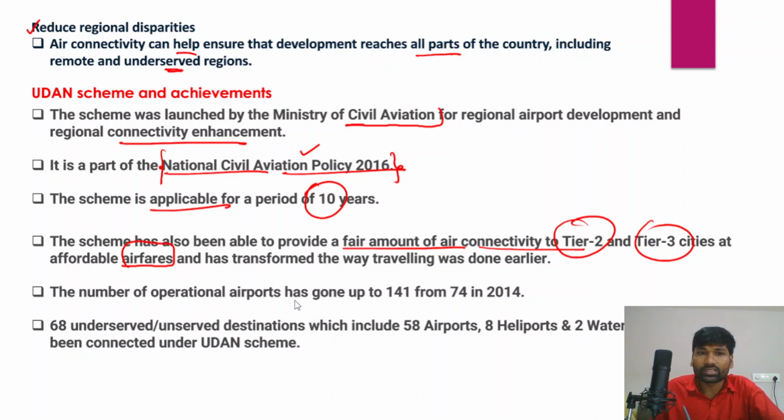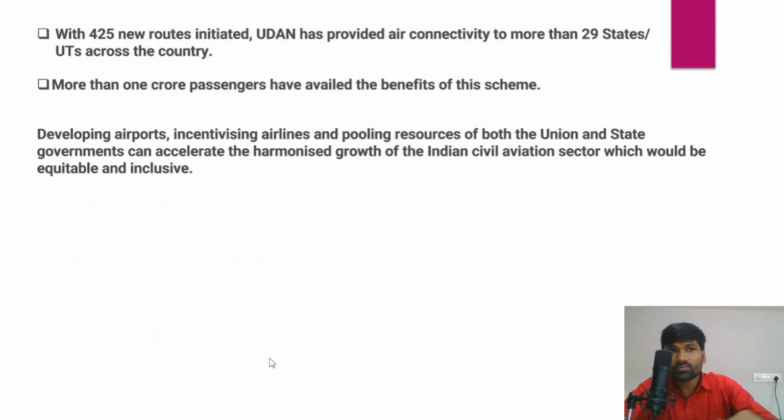The number of operational airports has also gone up to 141 from 74 in the year 2014, and 68 unserved destinations, including 58 airports, 8 heliports and 2 water aerodromes, have been connected under the UDAN scheme as well. In fact, 425 new routes were initiated. UDAN has also provided air connectivity to more than 29 states and union territories across the country. More than 1 crore passengers have availed the benefits of this scheme.